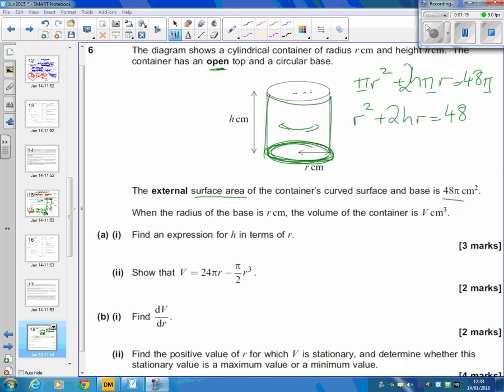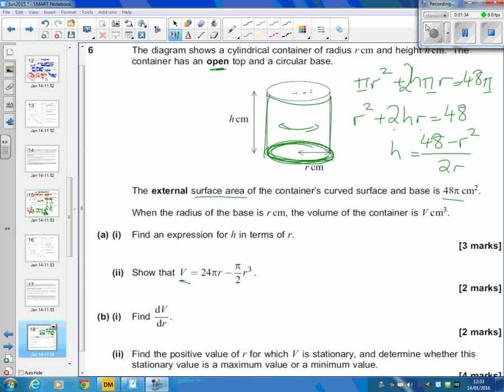We want h all on its own. So let's take away r squared from both sides. And let's divide by the 2r. And there is something for h.